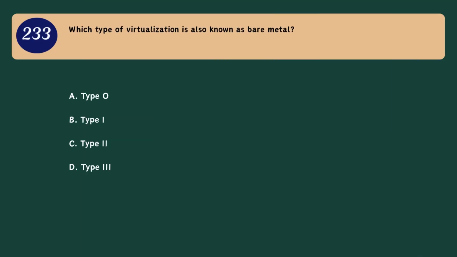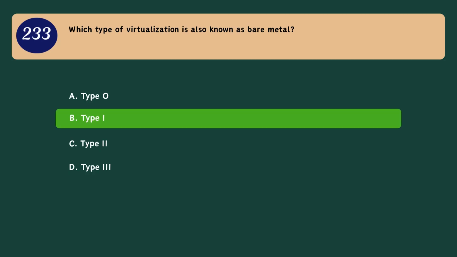Question 233. Which type of virtualization is also known as bare metal? A. Type 0. B. Type 1. C. Type E2. D. Type 3.